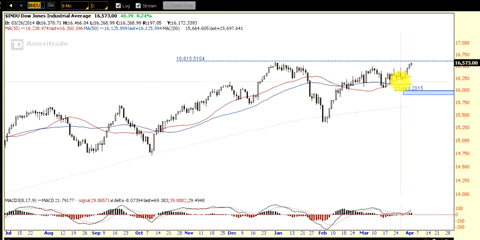Now, I don't think this resistance is going to hold. I think the Dow will ultimately make new highs here, but it might not. We need to be prepared for it not to make new highs. The point is, you have a plan.